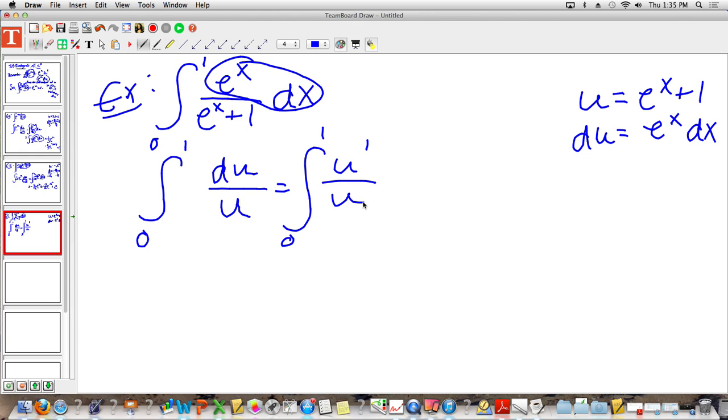What is the derivative of u prime over u? The natural log of u. Get it? So whenever you get u prime over u, a situation like this, that is the natural log of u. This is the integral.